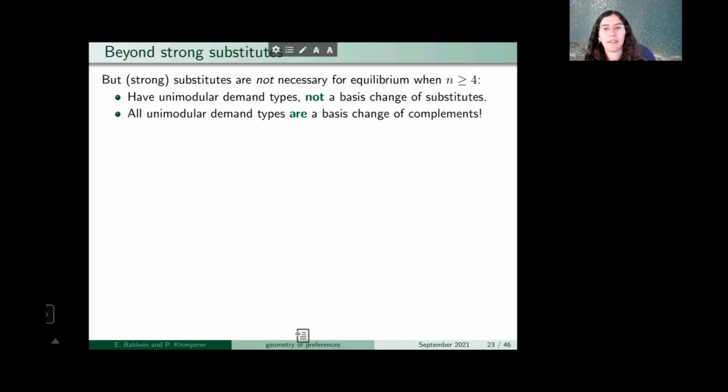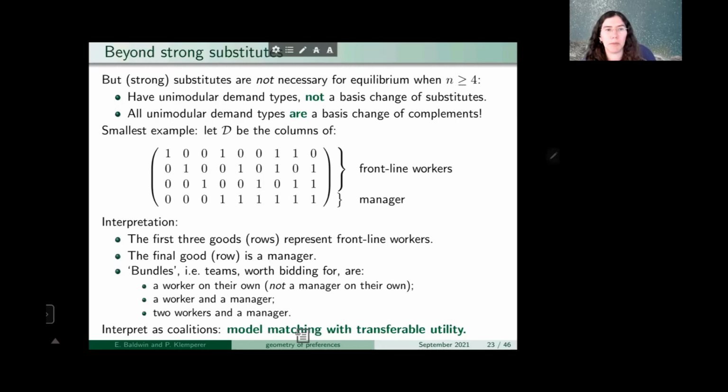So here is an example of a complements one. We've got the demand type vectors as the columns of this matrix, and the rows we think about as being the goods. And here I'm thinking about these goods as corresponding to people I might hire in my firm. So this also has a link to coalition formation then. So I might hire in my firm frontline workers of category 1, 2, or 3.